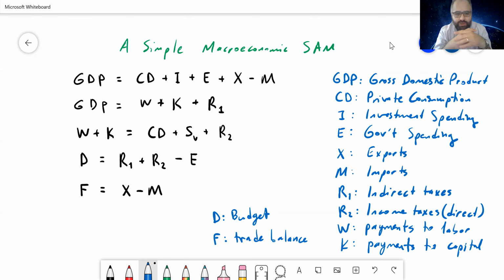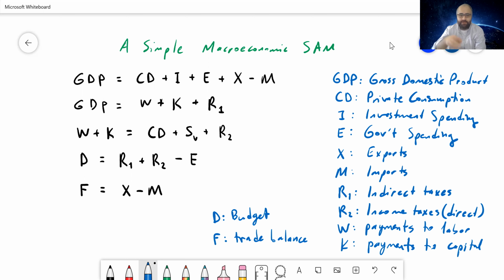In the fourth equation, we define the budget, right? So budget balance is D. It is taxes minus spending. If it is positive, the government has a budget surplus. If it is negative, the government has a budget deficit. And finally, we have the trade balance as well. X minus M is net exports, and we denote it by F. If it is negative, we have a trade deficit. If it is positive, we have a trade surplus.